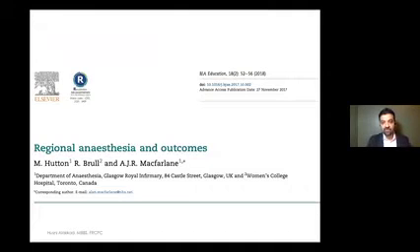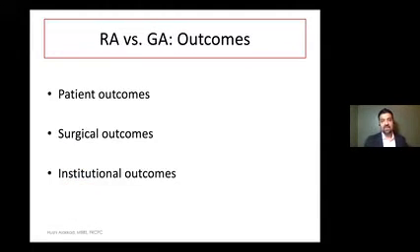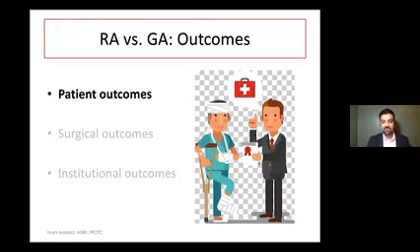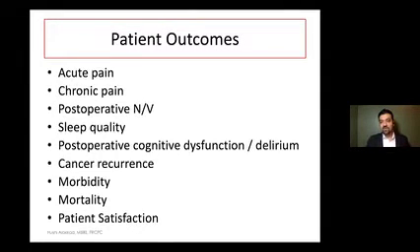Now, most of the outcome talk is taken from the review Regional Anesthesia and Outcomes, written by Hatton, Ricky Brull, and Alan McFarlane. Ricky Brull is really interested in outcomes and complications. Their article contains all of the resources that you need if you want to dive more into these. When you talk about outcomes, we have patient outcomes, surgical outcomes, and institutional outcomes. For patient outcomes, which are usually the most important when we work as a patient-centered team, many outcomes could be measured or looked at.